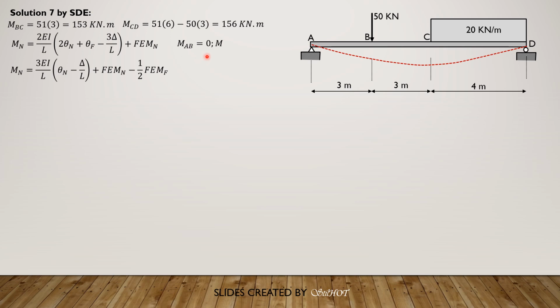So moment AB is 0, moment DA is 0 also. Moment BA is negative 153, the opposite of moment BC. Moment AC is 0, while moment CA is negative 156 kilonewton meter. Because these are the two moments that we are going to set up. But before that, we want to know the slope at A.